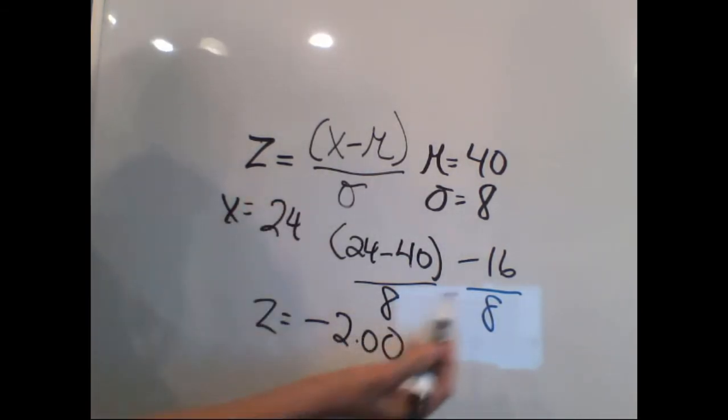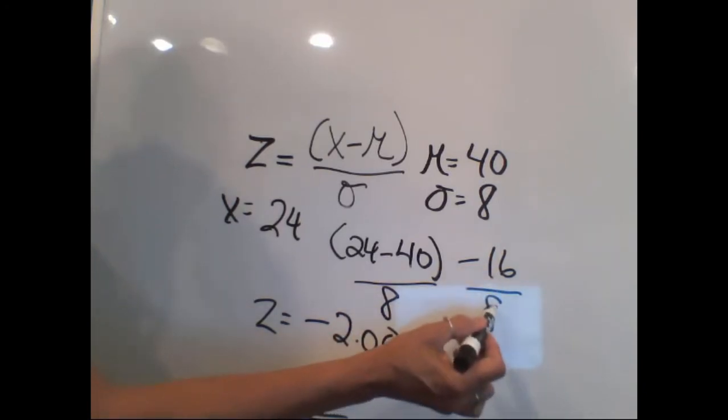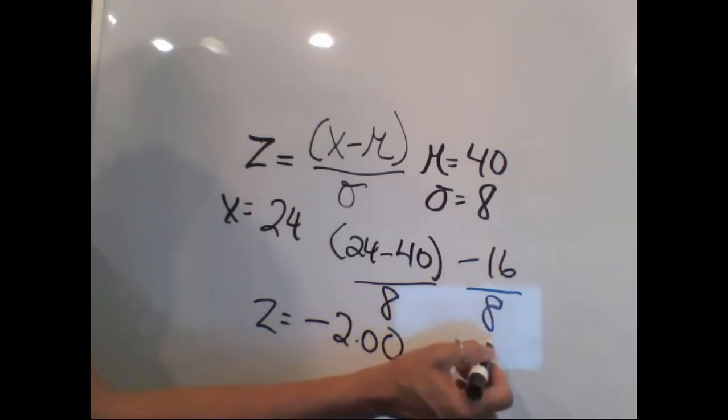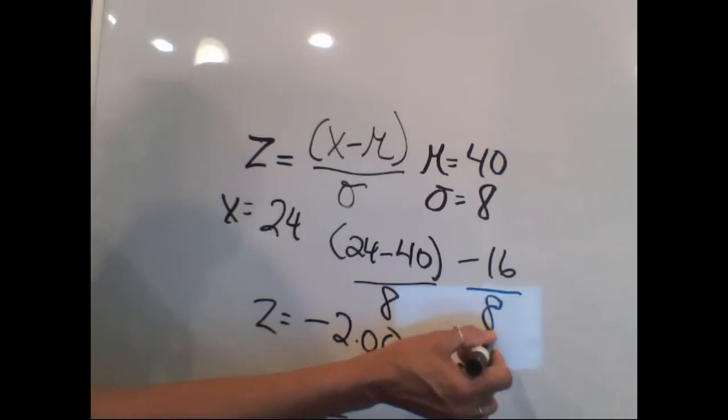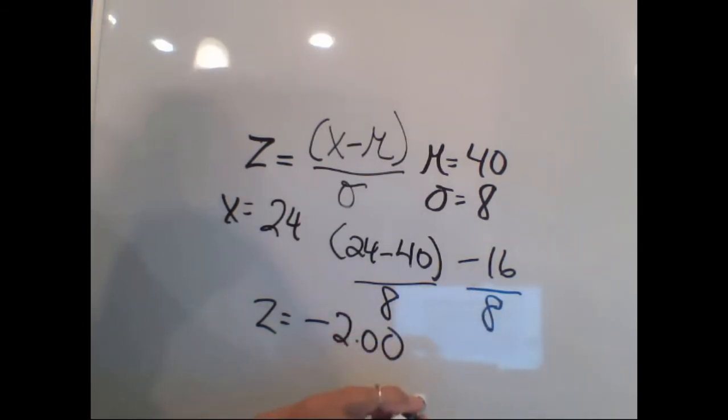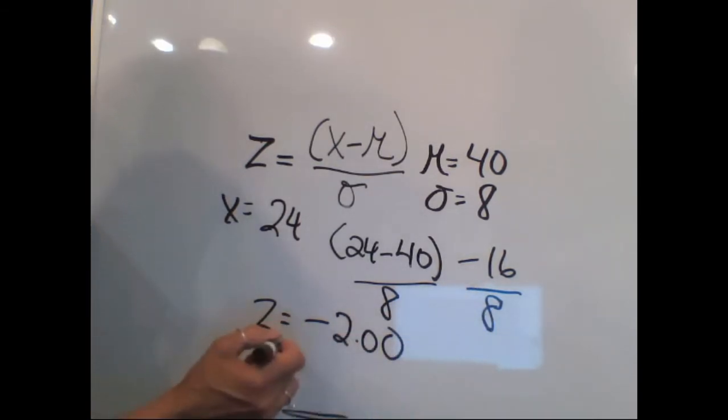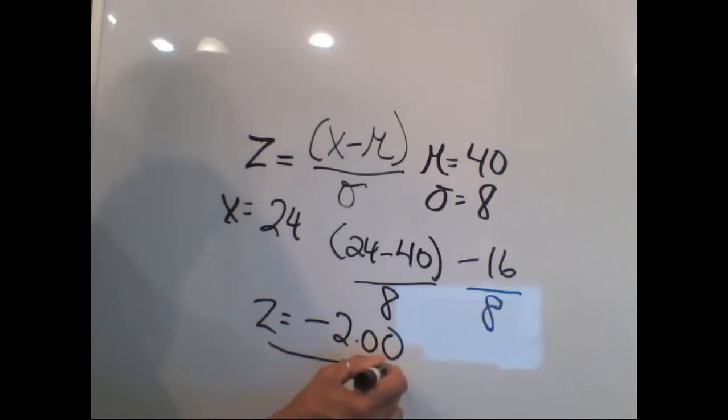Again, just makes sense. 16 is exactly 2 standard deviations. 1 standard deviation is 8, 2 standard deviations would be 16. So my z-score is a negative 2. I am 2 standard deviations below the mean.